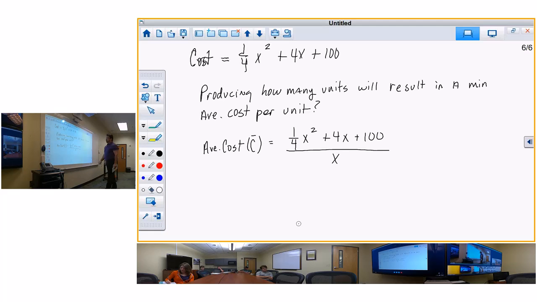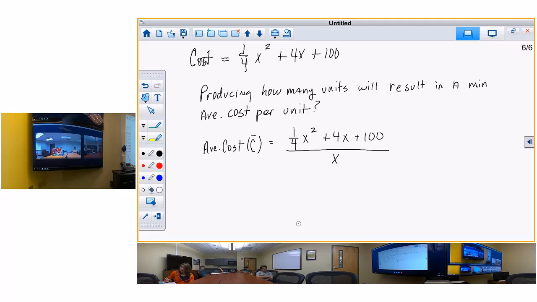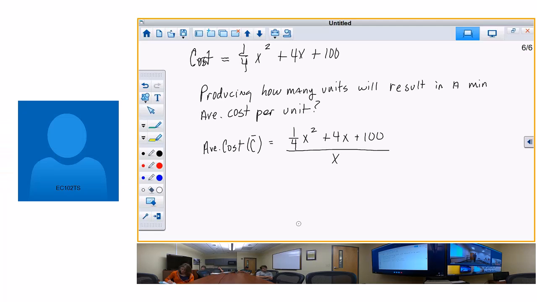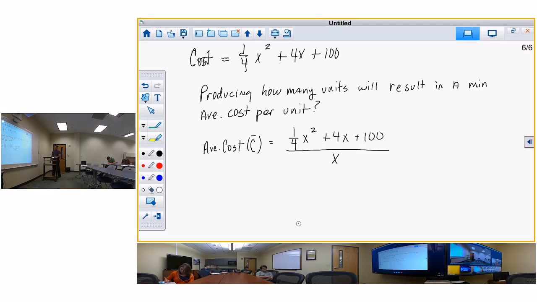Now right quick, I want you to divide that polynomial by x, and I want to see what some of y'all come up with because some of y'all are going to screw it up. But go ahead and try, and let's see what you get. And then take the derivative of that function.